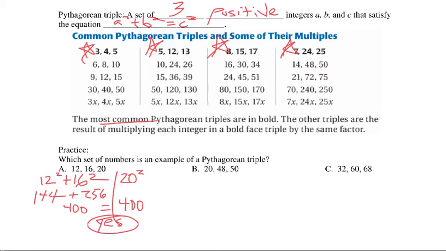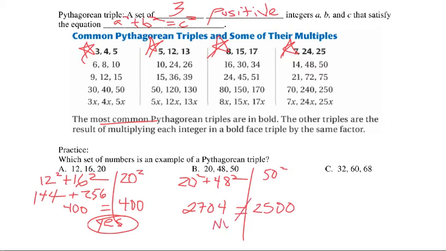So letter B, when you add the two numbers together, you get 2,704. On the right side, when you square 50, you end up with 2,500. Since these are not equal, this would be no, it is not a set that's a Pythagorean triple. For letter C, when you square the 32 and 60 and you combine them together, you get 4,624. When you square 68, you end up with 4,624. Since these are equal, then we can say yes, that these are a set that's a Pythagorean triple.